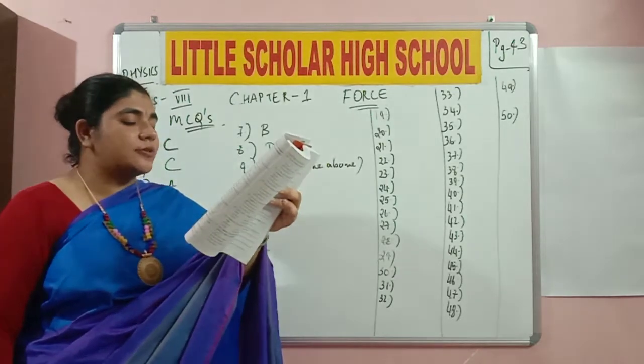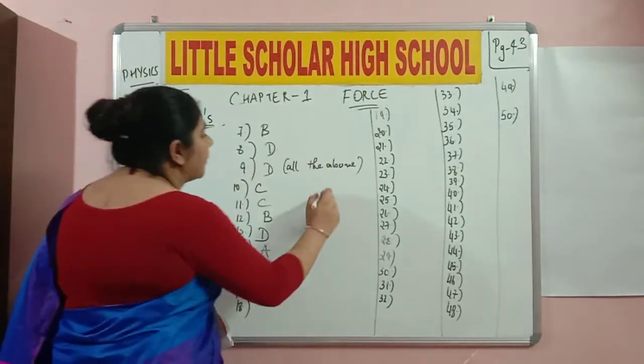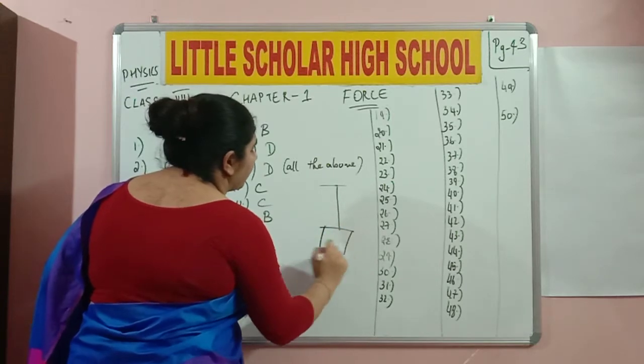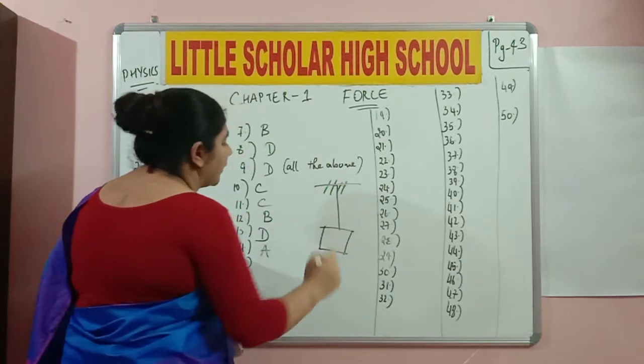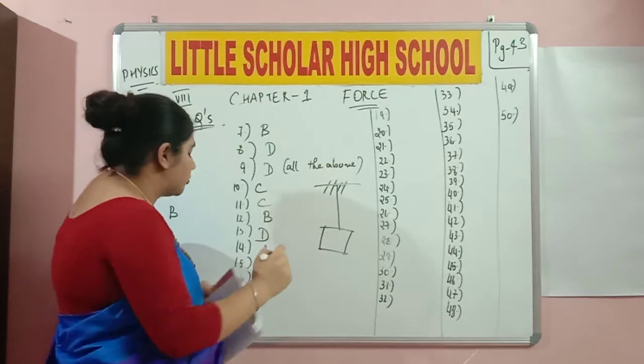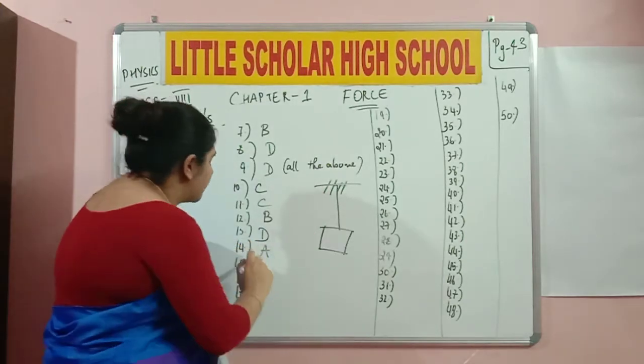15th one. Dash force acts on the suspended body along the string. Do you remember the diagram? What do you recollect? What does it show? It shows tension in the string. So here it's B.